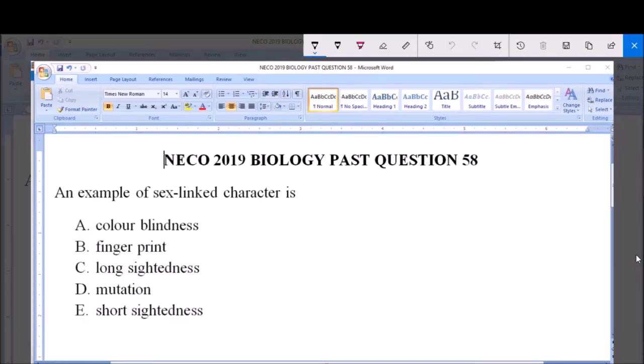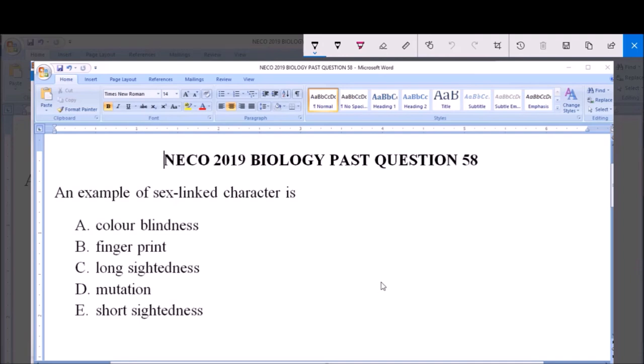Good day and welcome. I will be answering NECO 2019 biology past question 58. An example of a sex-linked character is A, color blindness, B, fingerprint, C, long-sightedness, D, mutation, and E, short-sightedness.